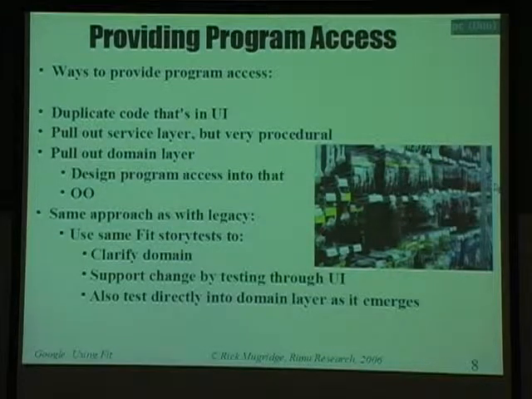So one way is just to duplicate the code, but duplication is a bad smell. Pull out a service layer, but it's very procedural, or focus on that domain layer. So I'm looking at the same solution really, which is to be clear about the domain and move towards supporting that domain layer, pulling it out, so that programmatic access can be supplied in that process. And at the same time there is a clarification around the domain. Now I talk about clarification around the domain.